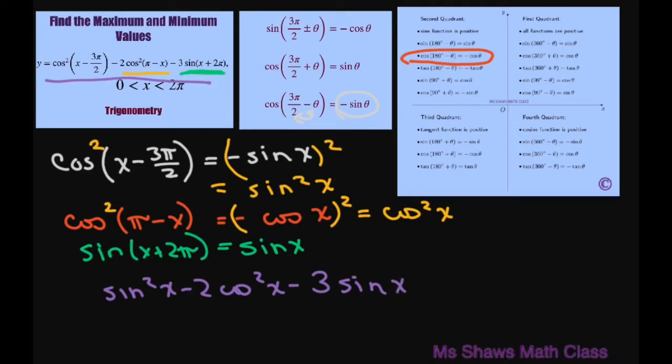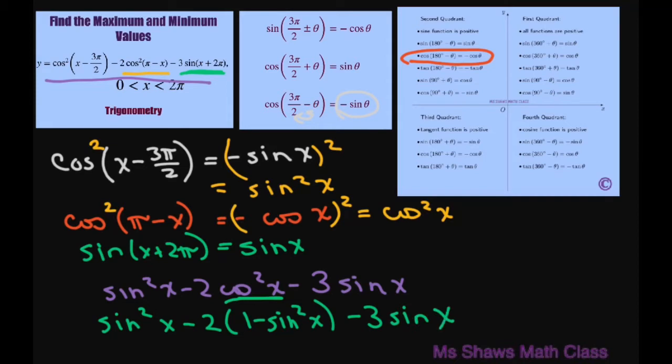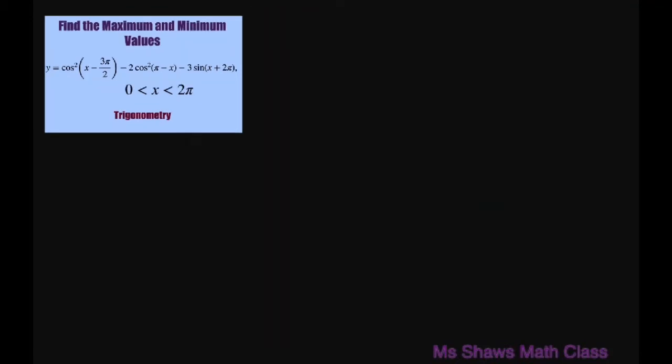Now what we want to do is write everything in terms of sine. So I'm going to use my Pythagorean identities and write this as sine squared of x minus 2 times 1 minus sine squared of x, minus 3 sine of x. From there, I'm going to simplify it, and we're going to get this equals 3 sine squared of x minus 3 sine of x minus 2.